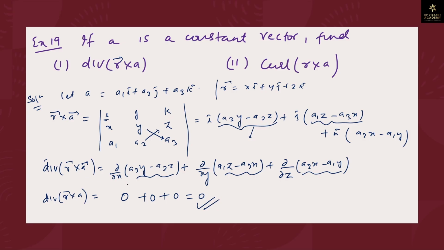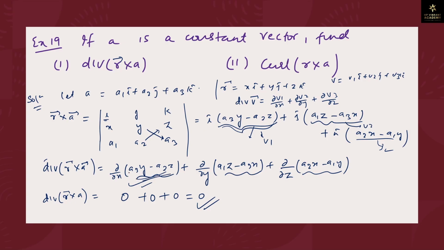We have written this because we have studied that if v is equal to v1 i cap plus v2 j cap plus v3 k cap, then directly we can write divergence of v as del v1 upon del x plus del v2 upon del y plus del v3 upon del z. Similarly, let us take this term as v1, this as v2 and this as v3. So we have taken the differentiation of v1 with respect to x, and similarly for y and z.